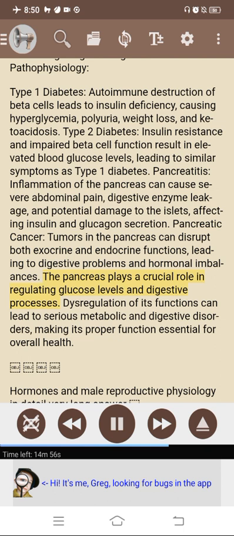The pancreas plays a crucial role in regulating glucose levels and digestive processes. Dysregulation of its functions can lead to serious metabolic and digestive disorders, making its proper function essential for overall health.